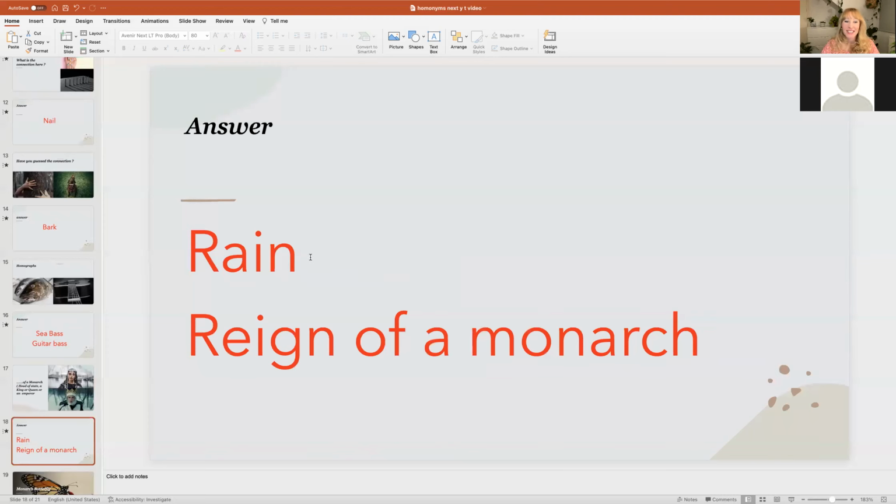Let's see. Did you get it right? It was, the first picture was rain, a type of weather. And then we have the reign or the rule of a monarch or someone in power. So we can see that they are spelt differently, but they are pronounced the same.